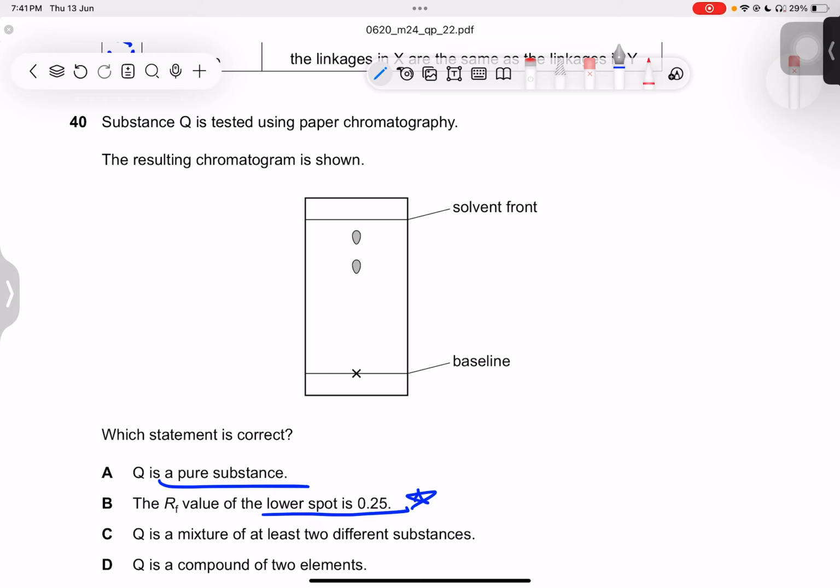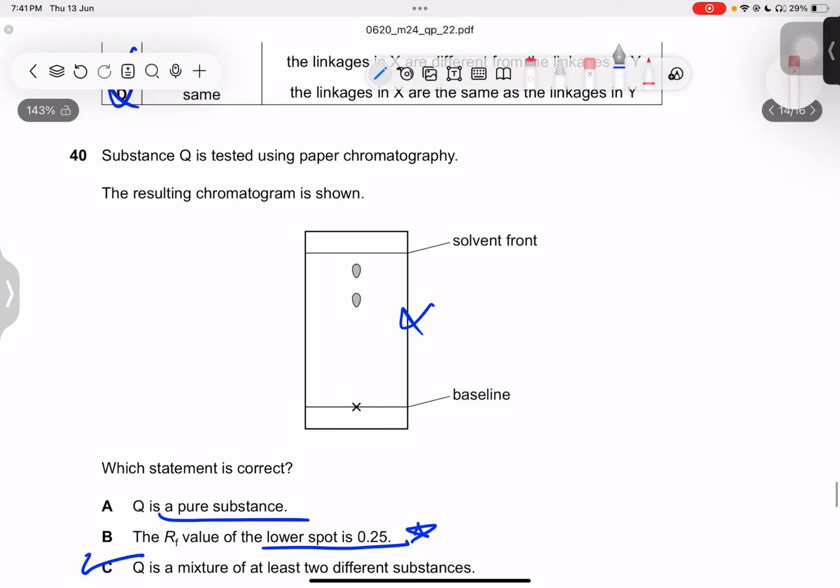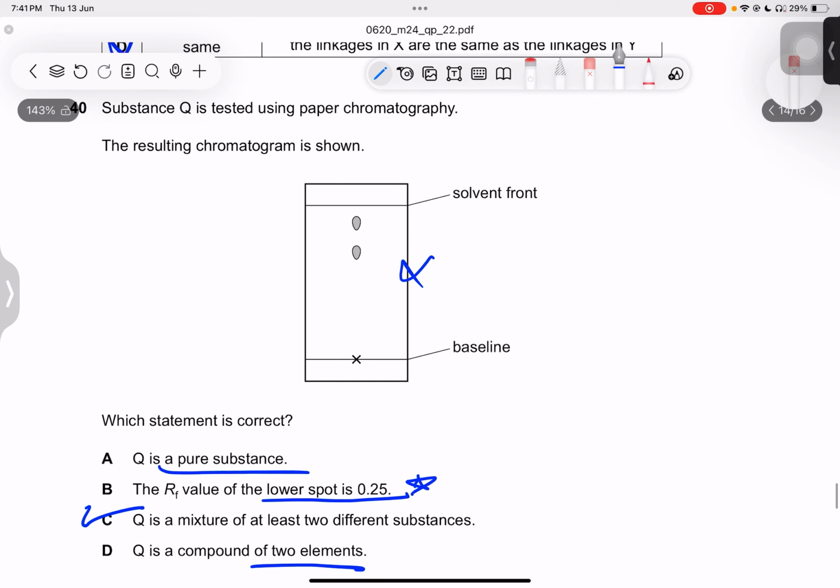Q is a mixture of at least two different substances. This is for sure true because that is why we have two spots over here. So two solutes were present. Q is a compound of two elements. If it was a compound, it wouldn't have separated like this in chromatography. So you can check this, however, by measuring this length and then dividing it by this length. If this is x, this is y, then x over y.